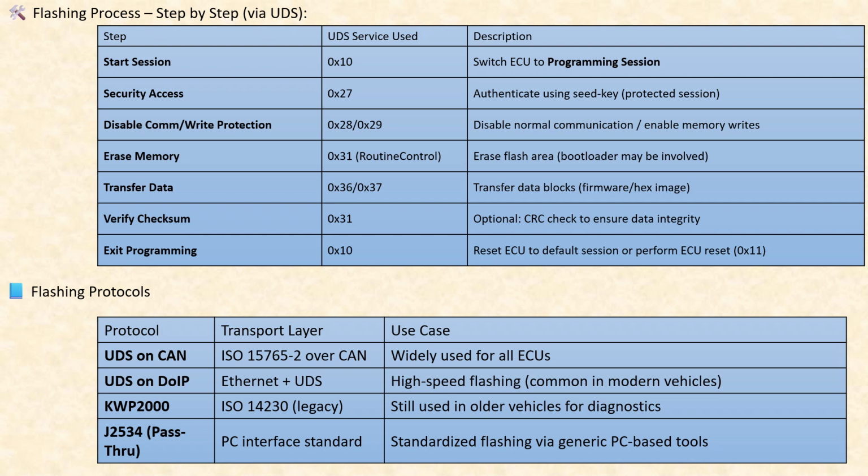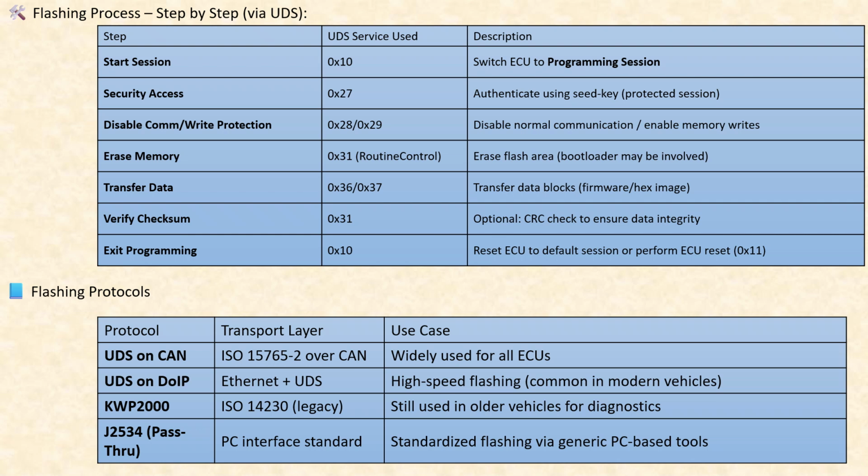Now, when it comes to flashing protocols, these are the various protocols. UDS on CAN, ISO 15765-2 over CAN, is most majorly used for all ECUs. Next, UDS on DoIP, Ethernet plus UDS. Okay, this is the transport layer, and high-speed flashing is common in modern vehicles.